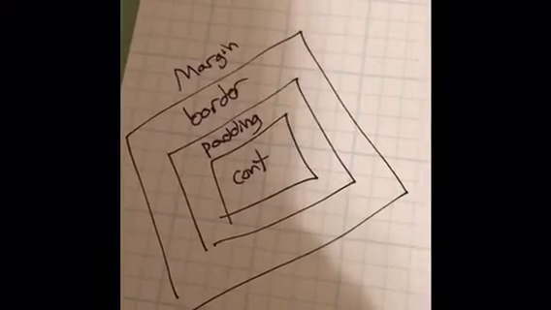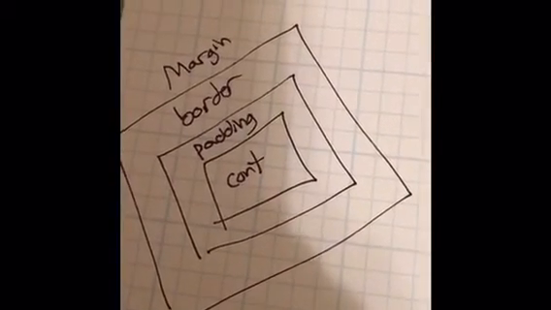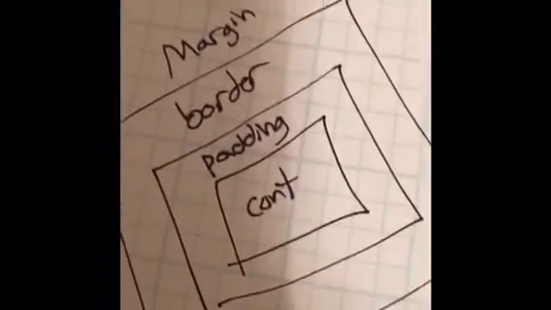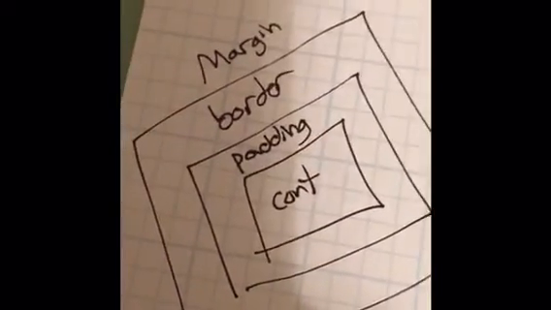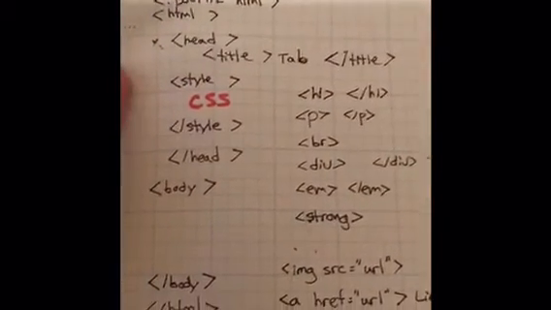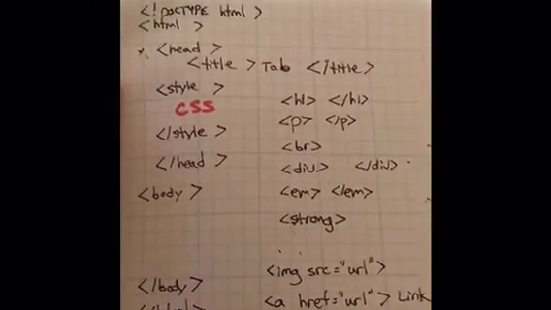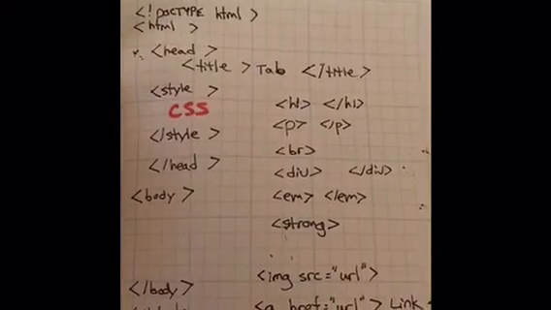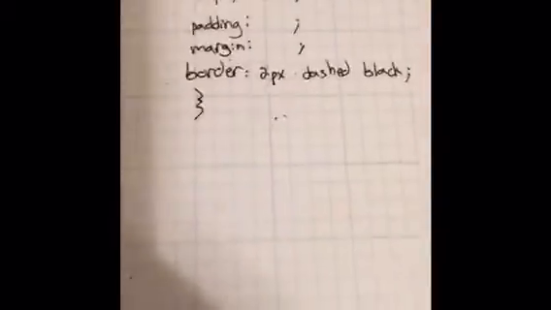That reminds me, we almost forgot our BorPadCon. Margin, border, padding, content. The box model. Everything on your web page can be thought of as little boxes, and you can add margins, borders, padding to each of these things to style them however you want. So don't forget that in your CSS.